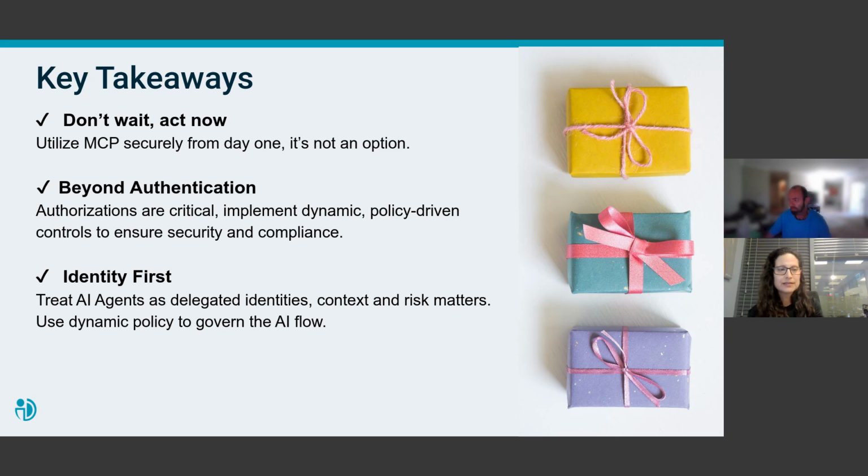Remember that AI agents are basically delegating access of the identities they serve, right? And that's why context and the risk of those users matter. That's where policies can support the security needs of this new era. So those are our key takeaways. And with that, we'll open to some questions.